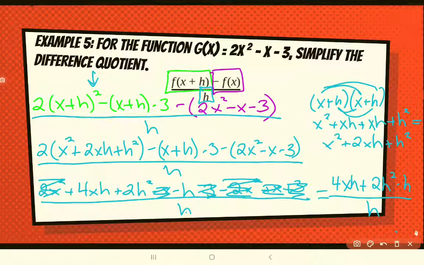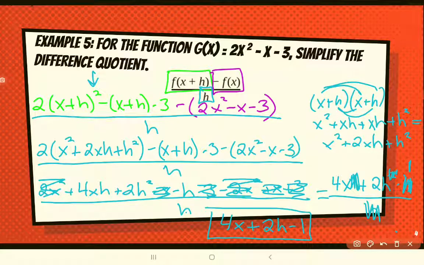Well, what's happening here? Look at what all 4 of these terms have in common. Every single part of this fraction has an h. That means I can cancel out an h in each one. So this h is gone. This h is gone. There's 2 h's here, so one of them disappears. And this h is gone. Well, we got to leave a 1 as a placeholder here. Okay? So now what do I have left? All I have is 4x plus 2h minus 1. That right there is my difference quotient.